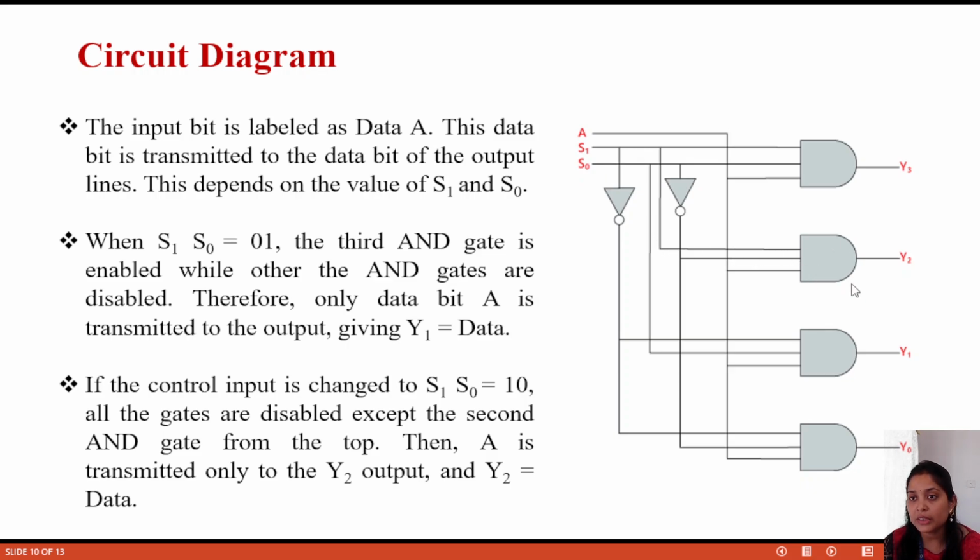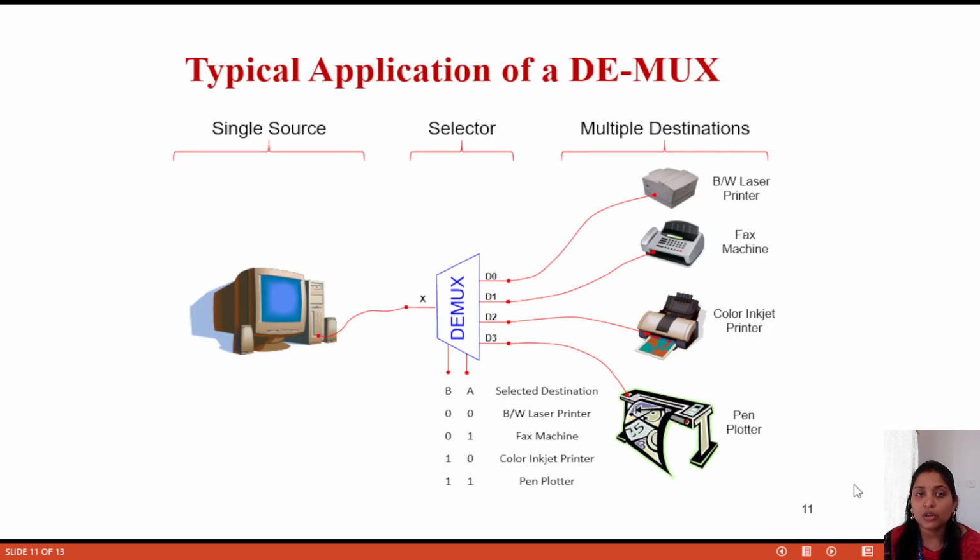So in the case of Y2, all the inputs are high, so we will get the input at this output Y2. If we concentrate similarly to the previous one, we can say that in all other AND gates, one of the inputs will definitely be 0. So we will get the output only from Y2, and we will not get the output from Y3, Y1 and Y0.